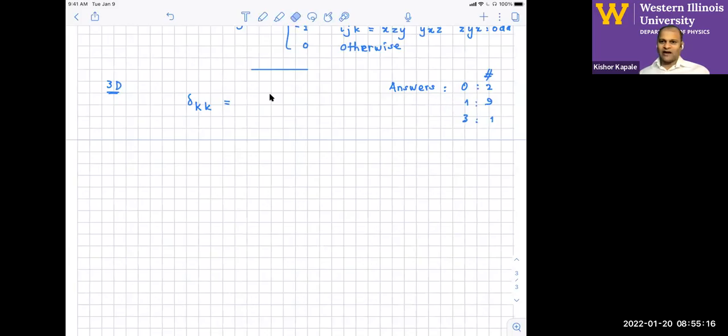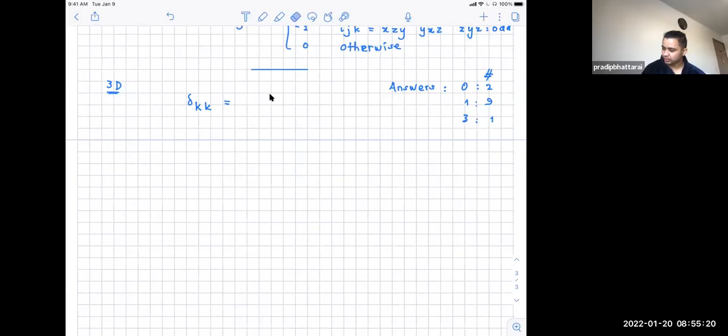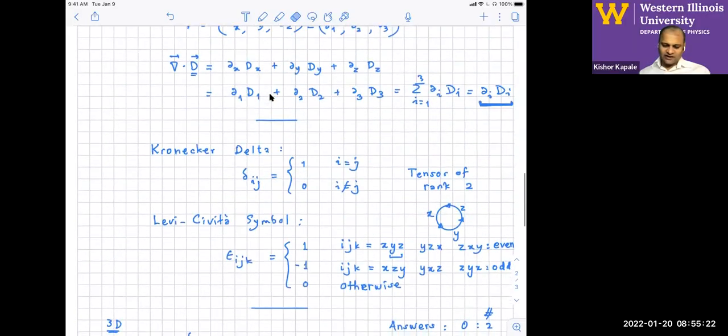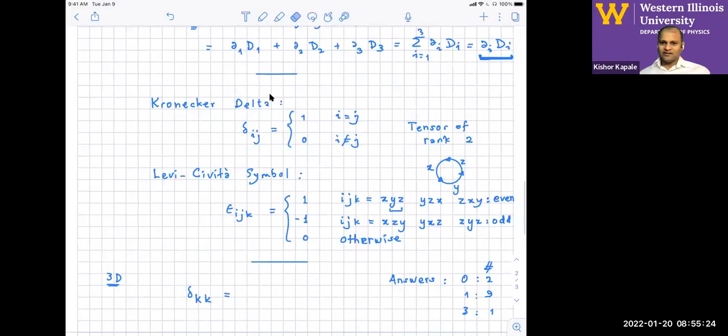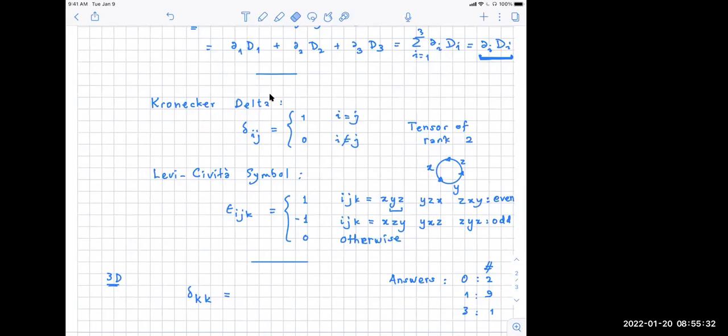Can somebody tell me why it should be 1? Because i is equal to j, then i is after equal to j. That's right. So delta ij is 1, right? Okay, so that's why it should be 1. Everybody agrees, right? Is it correct? It's correct. 1.